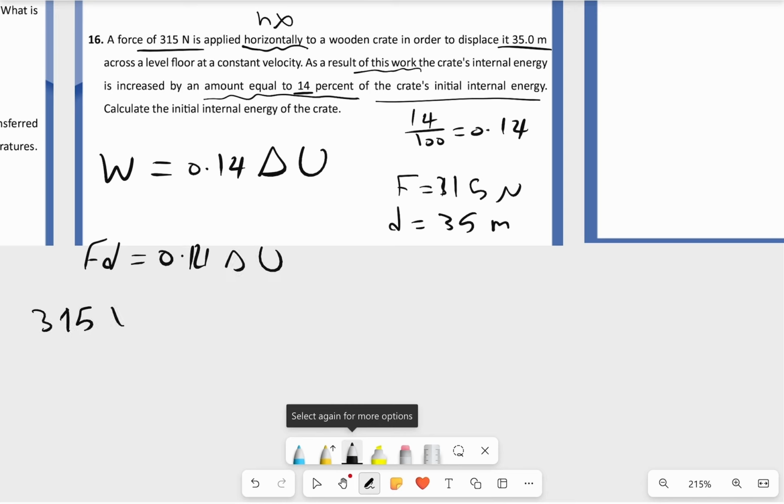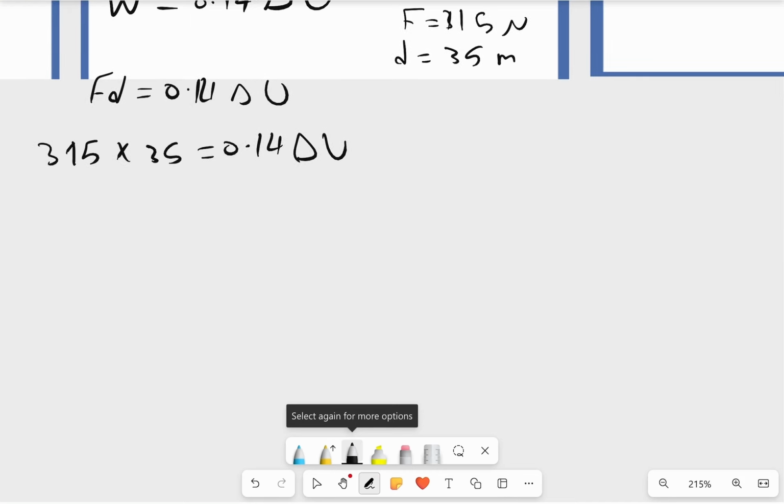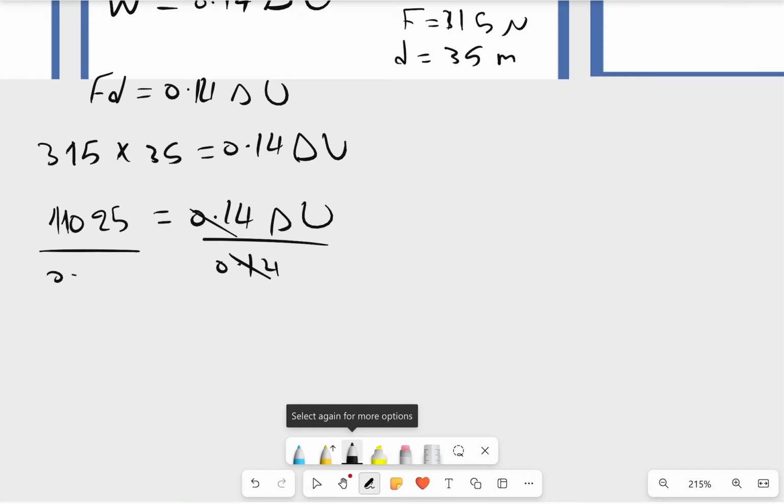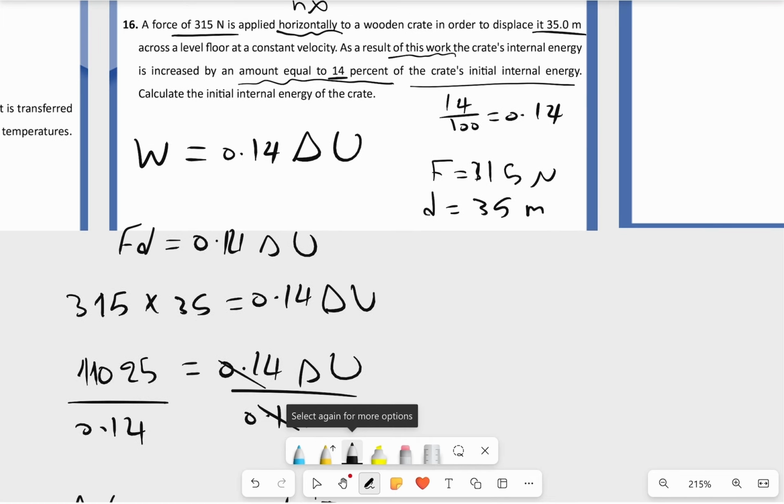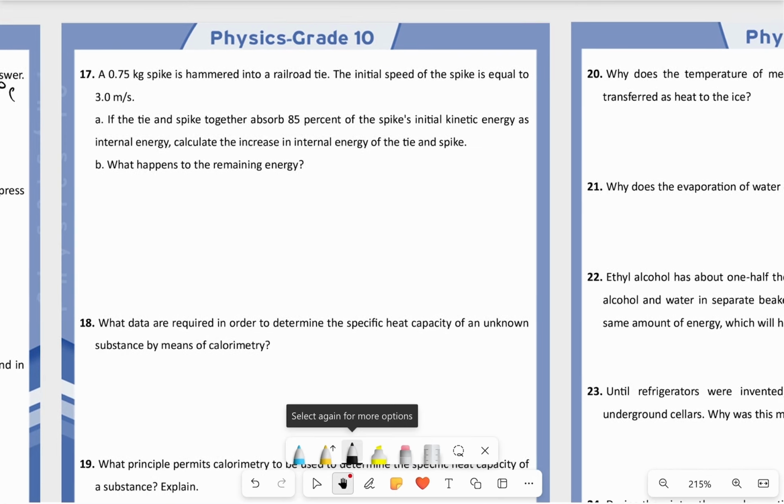315 multiplied by 35 is equal to 0.14 delta U. Then this is equal to 11,025, which is equal to 0.14 delta U. Divide this by 0.14, it cancels. Then you have delta U, which is equal to 7.8 times 10 to the power of 4 joules. This is question 16.